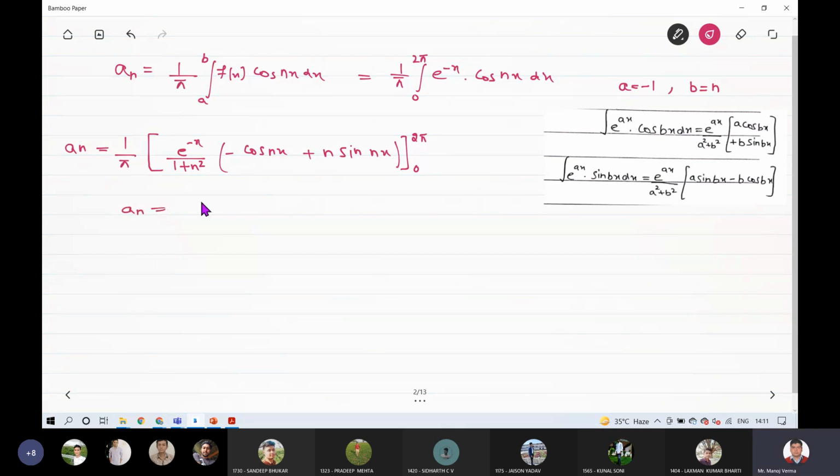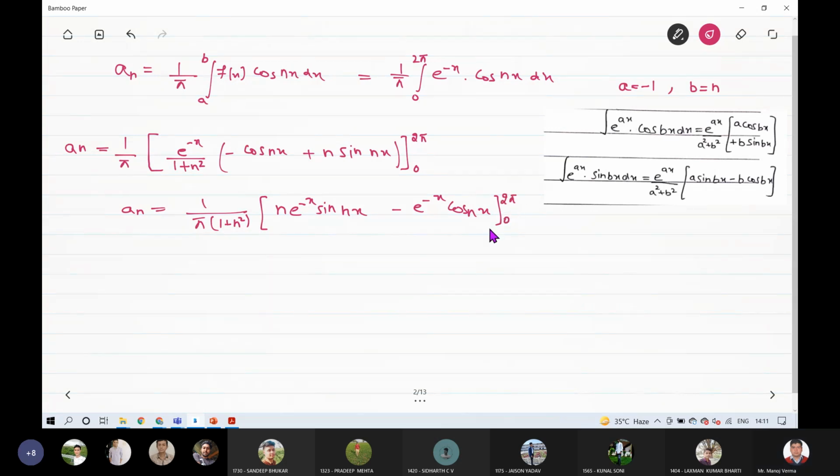So this a_n becomes 1 over pi times 1 plus n square. I am taking 1 plus n square outside, and for limit purpose, I will do this: n e raised to the power minus x sin nx minus e raised to the power minus x cos nx. Okay.